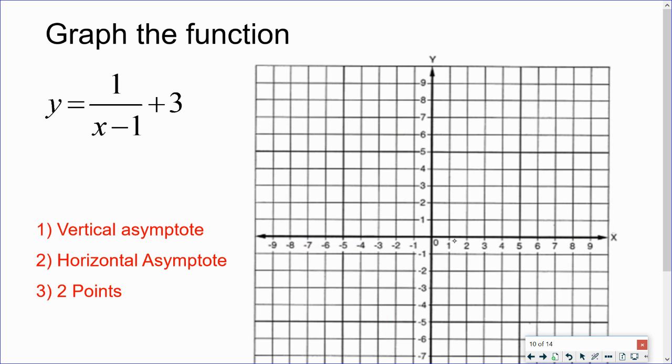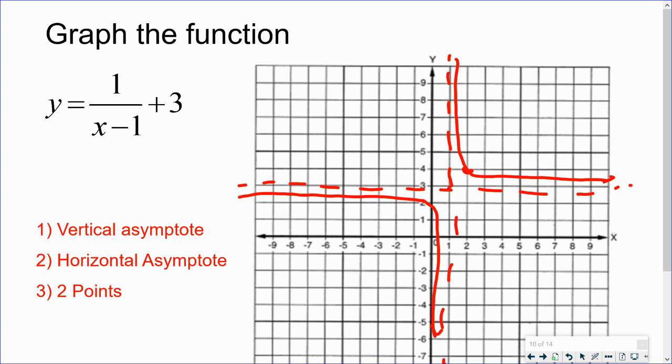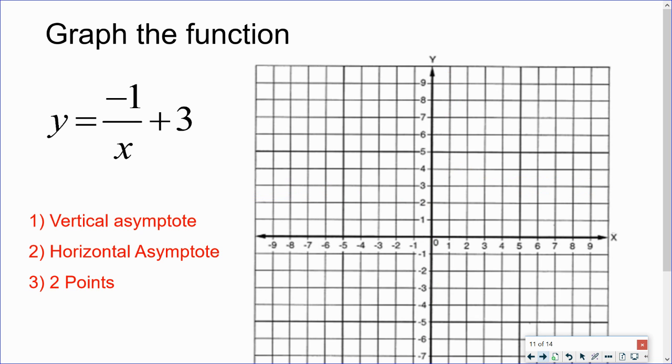I moved it right 1 and up 3. Up 3, right 1, through that point, because it's not reflected or stretched, and through that point. Reflected, up 3. Reflected puts me at these 2 points.